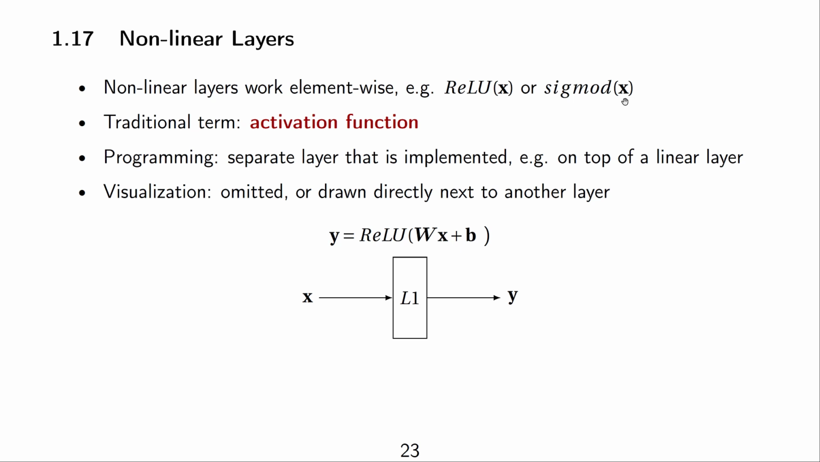There's this traditional term called activation function that also refers to these nonlinear functions. Now, in current programming, the idea is that these nonlinear functions are put into a separate layer. So you have one layer that takes a vector or tensor as input and applies this nonlinearity, ReLU or sigmoid. For example, you will often see a linear layer, as discussed before, and then a separate nonlinear layer directly after it.